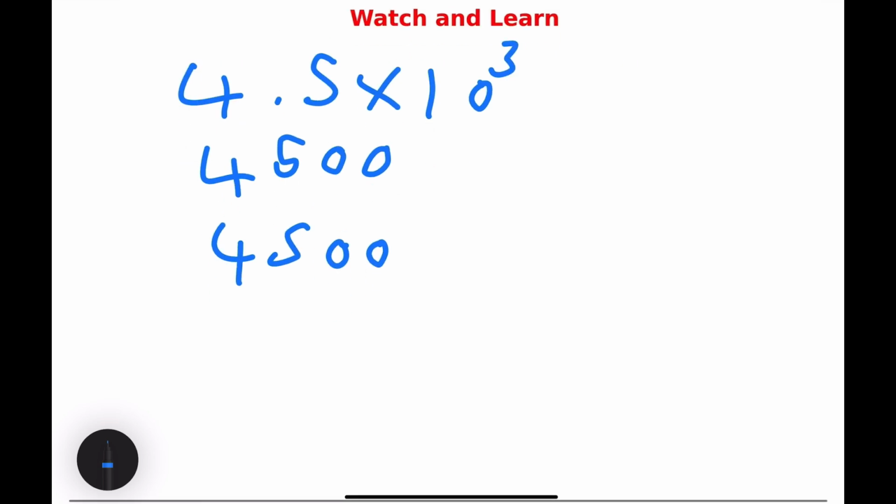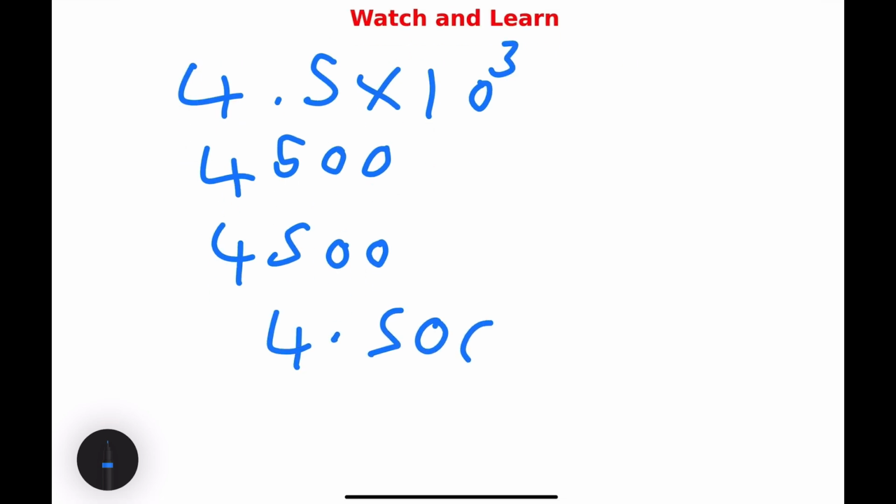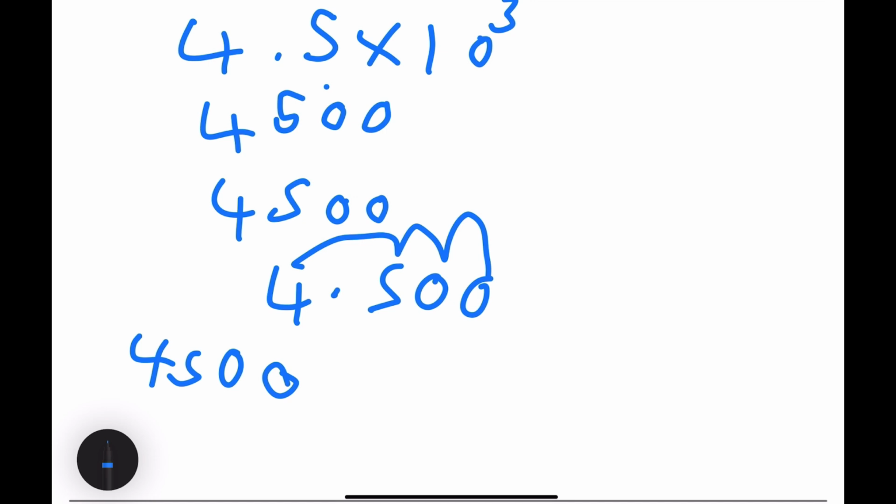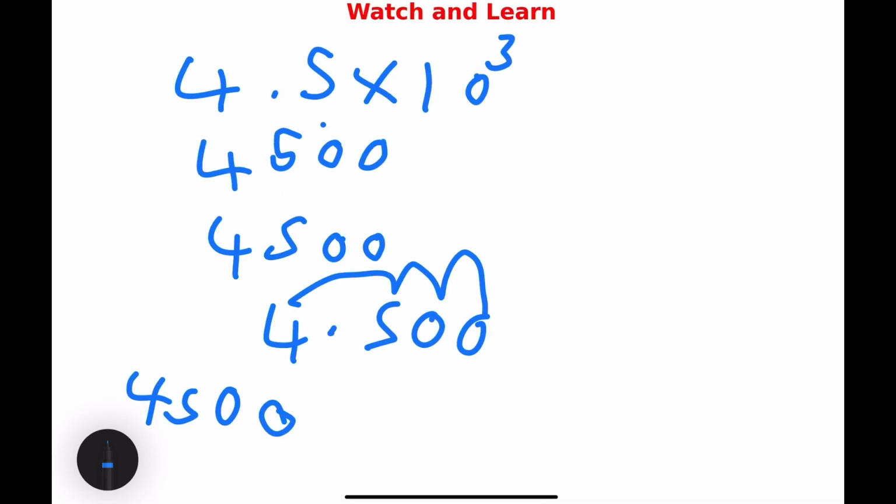Or there's one more way you could do it. You could write it as 4.500, and then you can move the decimal point 3 times. And you can write it like that, as decimal numbers have infinite zeros. So if we move the decimal point 3 times, 1, 2, 3, the 0 is going to go where the 4 is, and then you'd write another 0, 5 and 4 to get 4,500. So there's 3 ways you can do that. It's just whatever one is easiest for you.